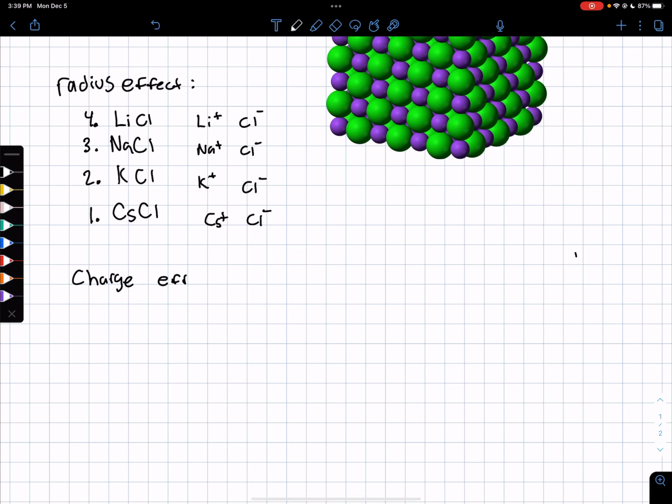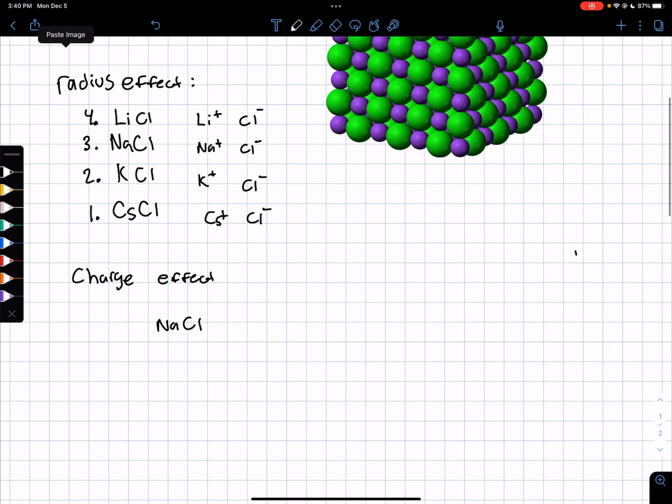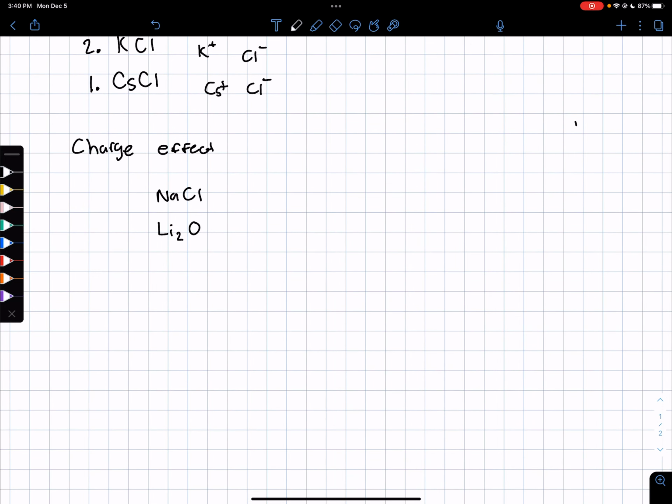So this is looking at things like sodium chloride versus, let's see, what else do we have? We can do lithium oxide, so Li2O. And then we can do aluminum oxide, so Al2O3. And is there anything else we can do? Maybe, you have any other ideas, Rich?